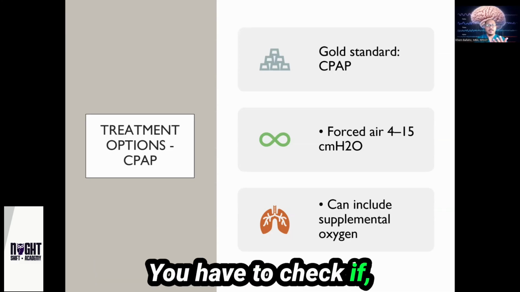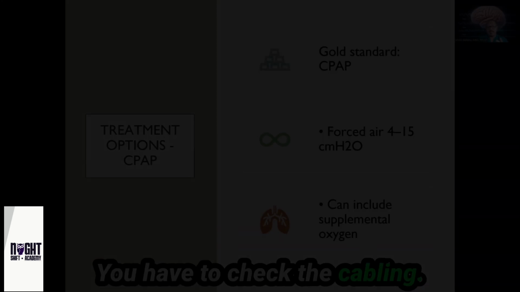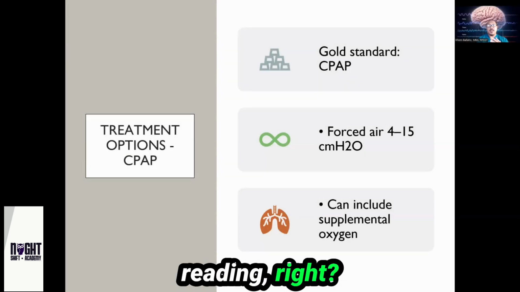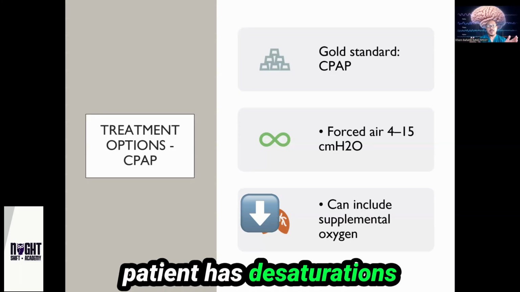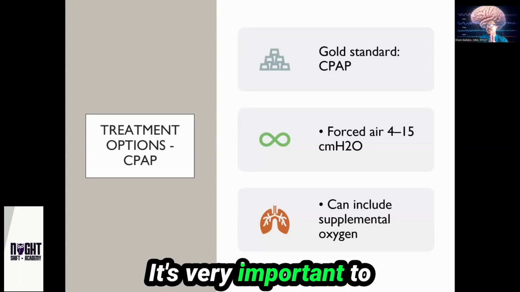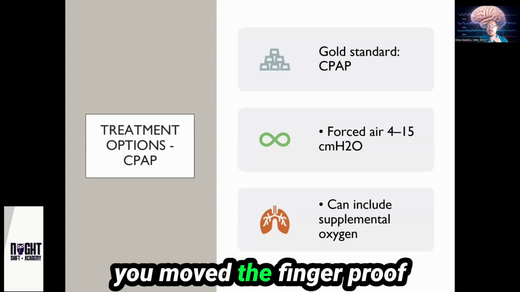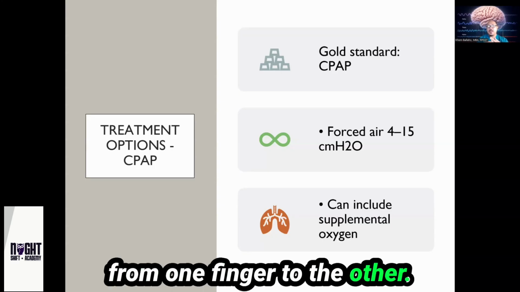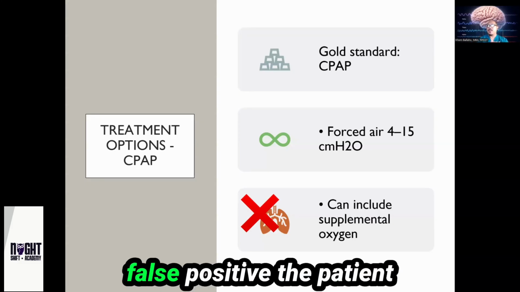You have to switch fingers, okay? You have to check the cabling. Is it giving a false reading, right? You don't just jump to the conclusion that this patient has desaturations in room air, right? It's very important to troubleshoot first. And after you tested it, you move the finger probe from one finger to the other. If it stays very similar, you move it to the other hand, right? Because sometimes it's a false positive.